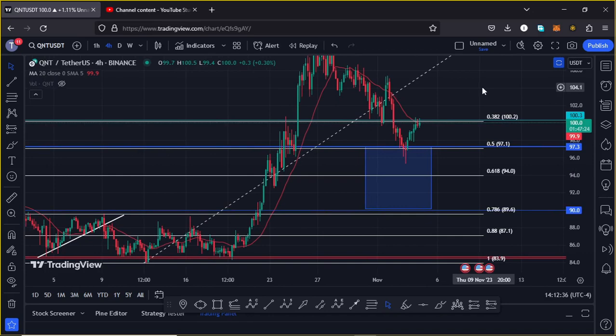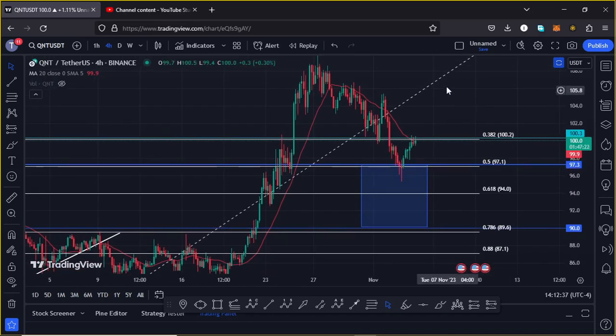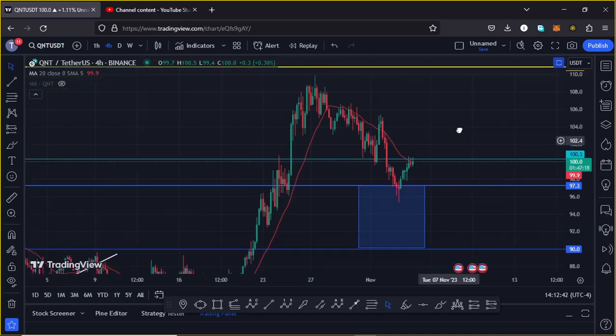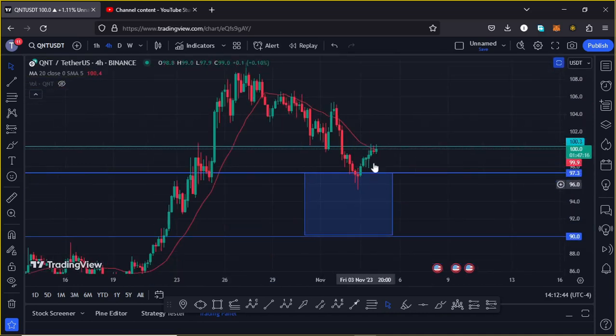But you can see that we saw a pullback into the area, so a bit of a reaction, in a move that in the past few hours has been giving us a bit of a bounce, and we are now trying to break above resistance at around the $100 mark, and with a break above that, we can easily expect higher prices on the QNT chart.